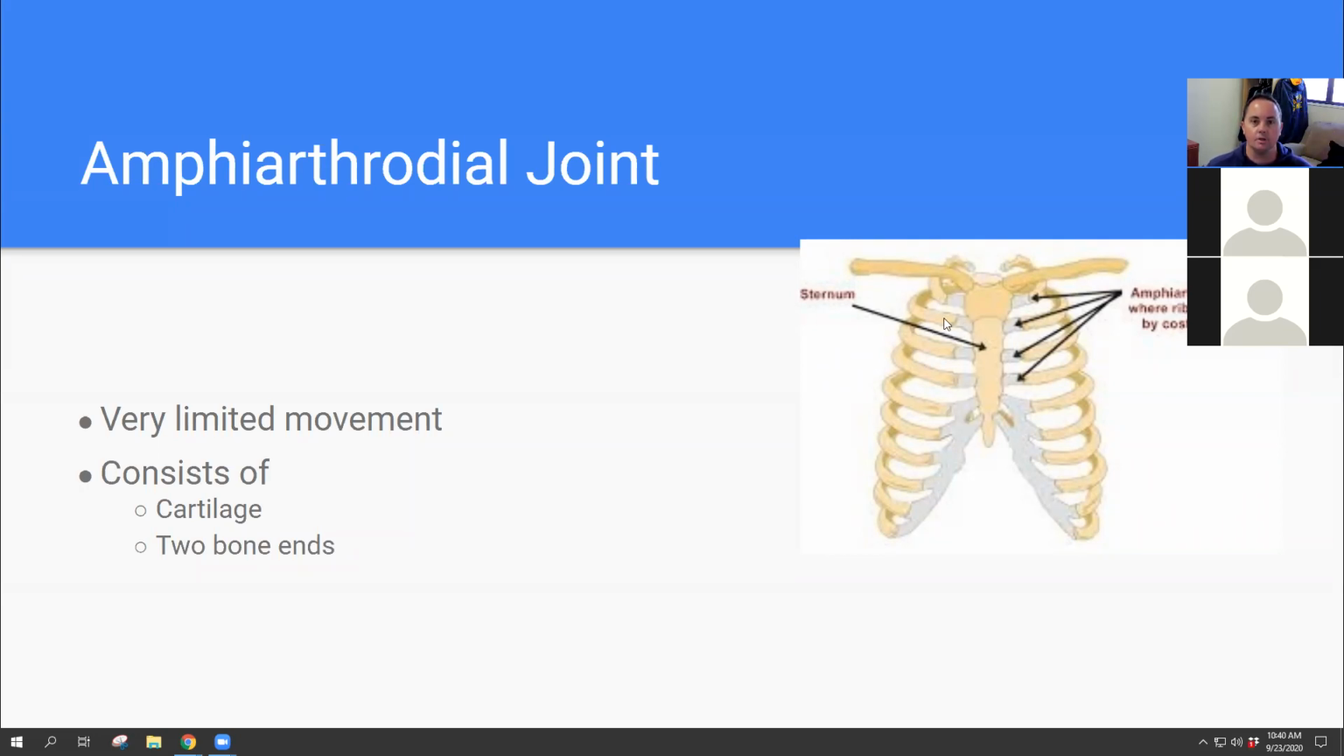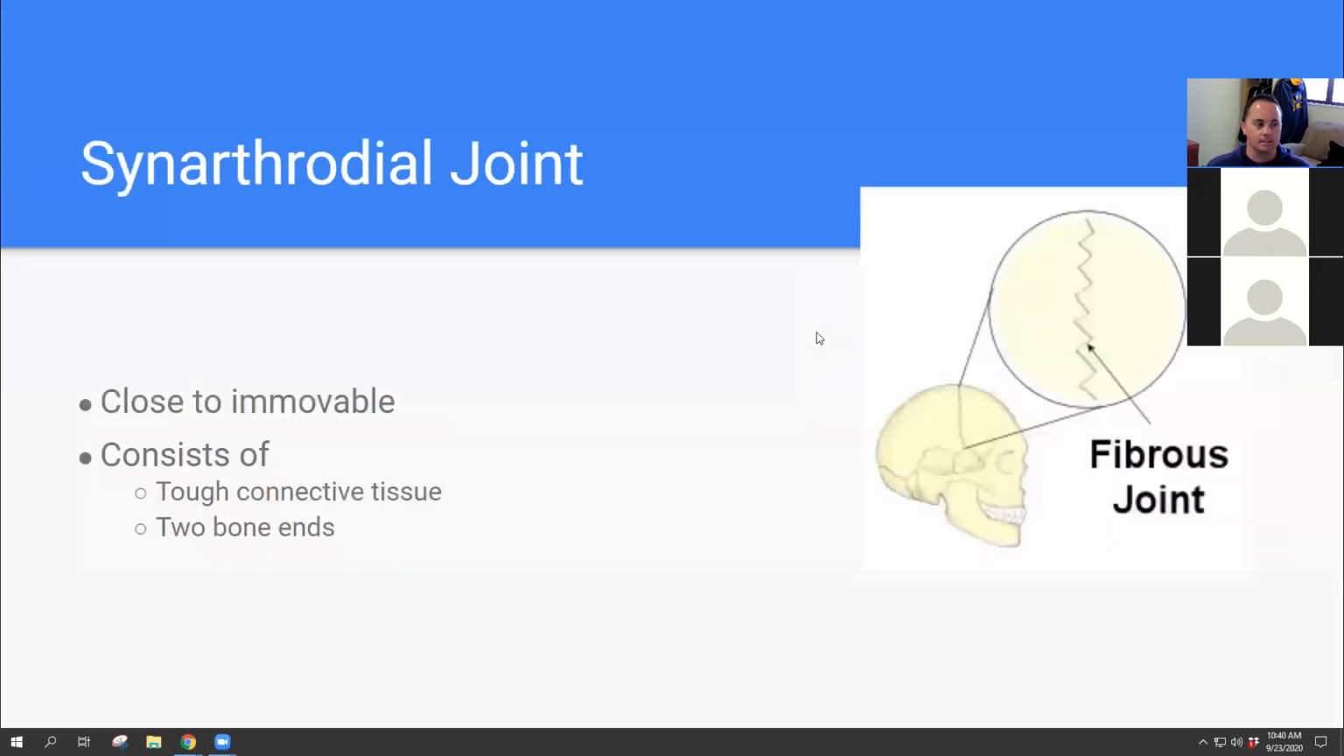Every time you breathe, your ribs actually rotate a little bit. So when you get that stitch in your side after exercise and you're like, I can't breathe, that's because the muscles in between your ribs are actually starting to cramp a little bit. Now, we want some movement. In the next case, a synarthrodial, syn means no movement.